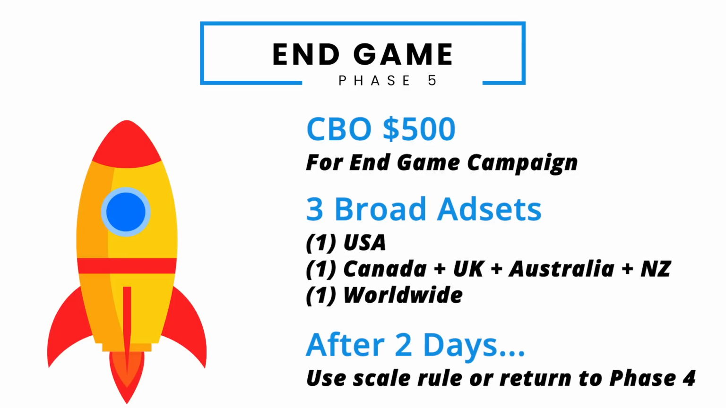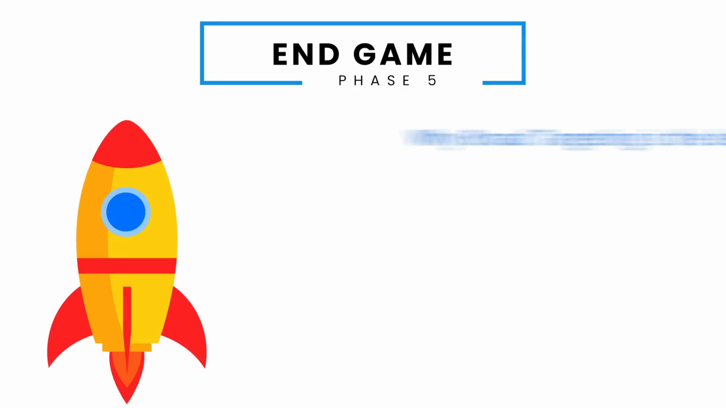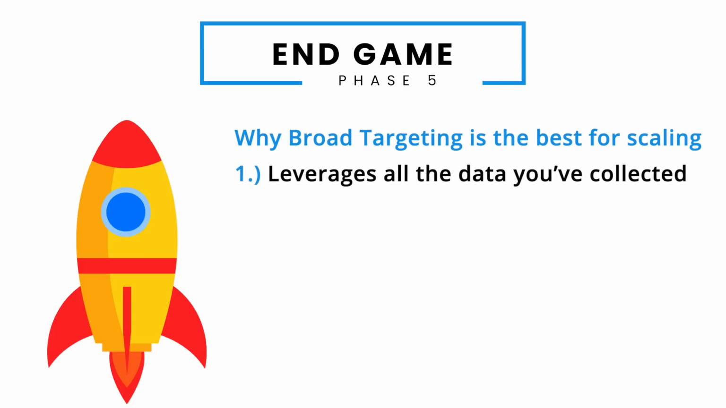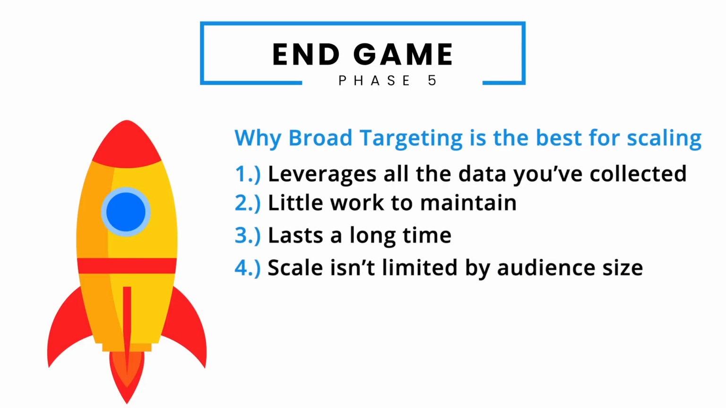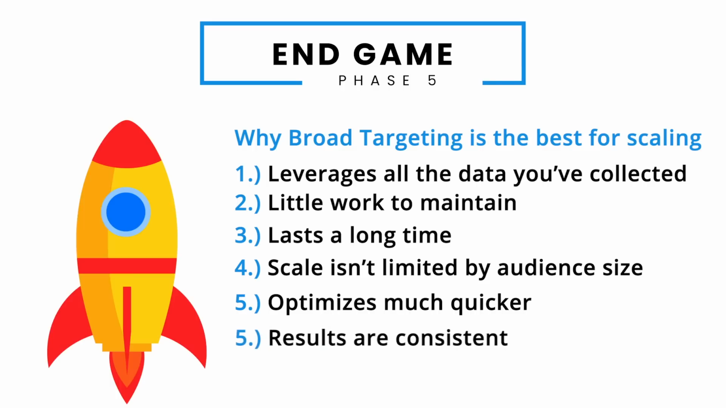If you're confused about why broad targeting is the best way to scale high, there's a few main reasons. 1. It leverages all the data you've collected by letting Facebook decide your audience. 2. It requires hardly any work to maintain since you don't have to think about finding more working audiences. 3. It lasts a very long time since ad fatigue doesn't happen fast with such a big audience. 4. It lets you scale sky high since you're not limited by audience size. 5. It optimizes much more quickly than other campaigns because the budget is so high. And 6. It gives consistent results because the budget is also very high.